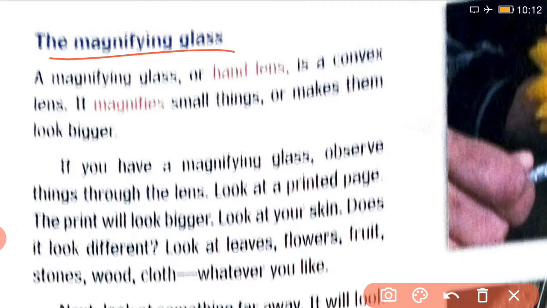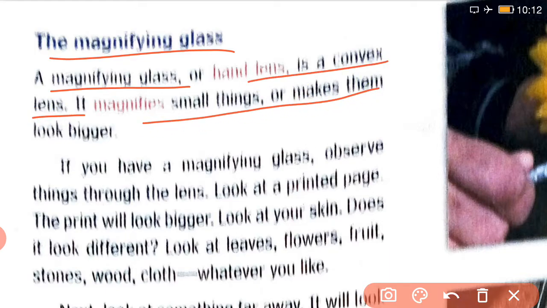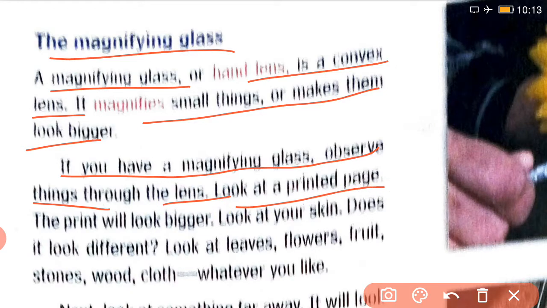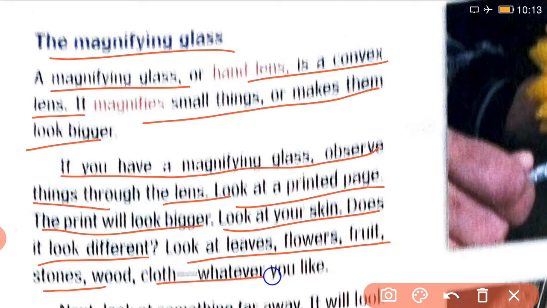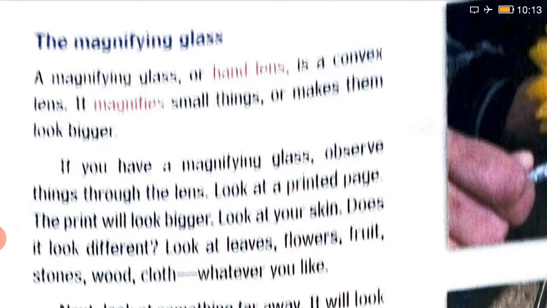The magnifying glass. The magnifying glass or hand lens is a convex lens. It magnifies small things or makes them look bigger. If you have a magnifying glass, observe things through the lens. Look at the printed page. The print will look bigger. Look at your skin. Does it look different? Look at leaves, flowers, fruits, stones, wood, cloth, whatever you like.